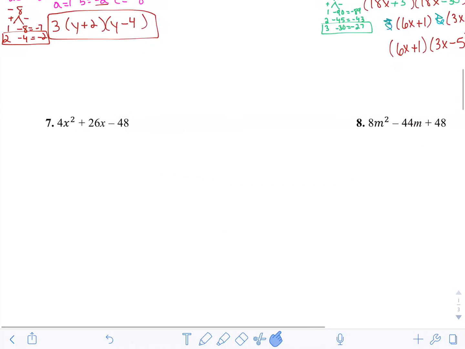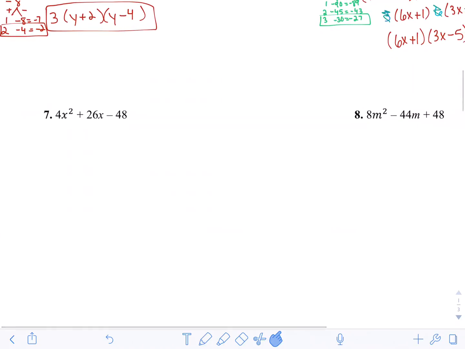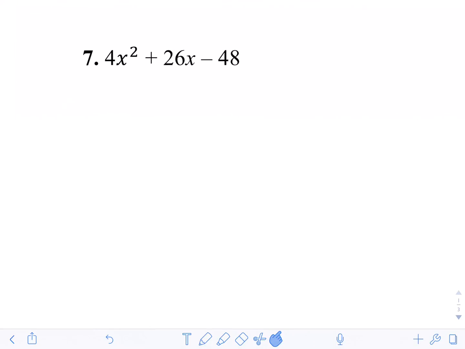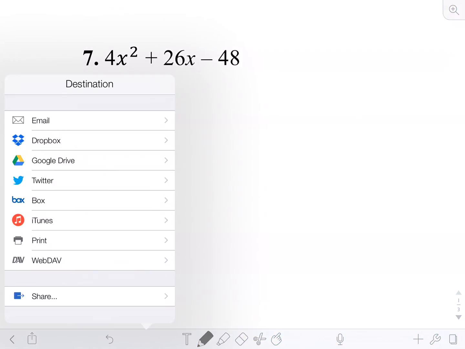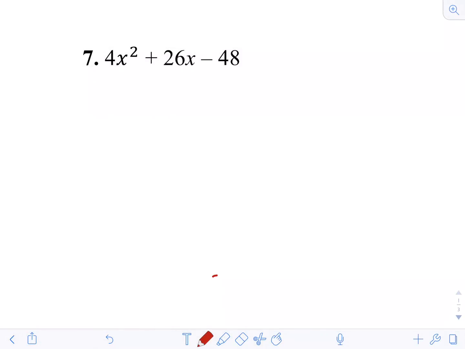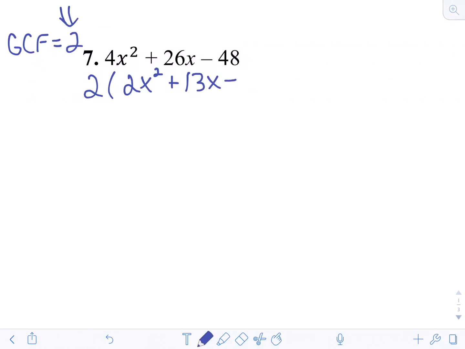All right, two more. So number 7, we have 4x squared plus 26x minus 48. First thing that I notice is that all these are at least divisible by 2. So I can at least pull out a 2. So my GCF is going to be a 2. Again, do not trash this number. Okay, do not trash it. When I pull out the 2, I'm left with 2x squared plus 13x minus 24.